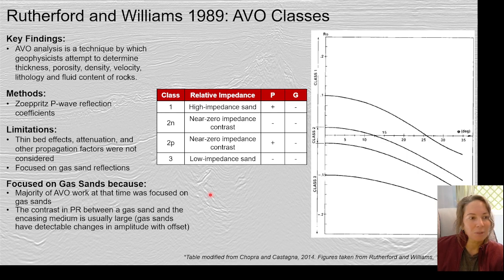Some of the things we want to keep in mind is that we can use this AVO technique to help us determine information about not just the fluid effect, but also glean a little bit of insight into density, velocity, and porosity. Okay, and one limitation of Rutherford and Williams when they started talking about this in 1989 is that they didn't really consider the thin bed effects or attenuation. So just things to keep in mind.